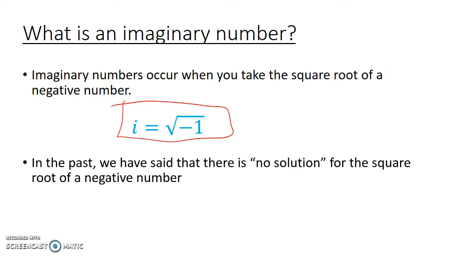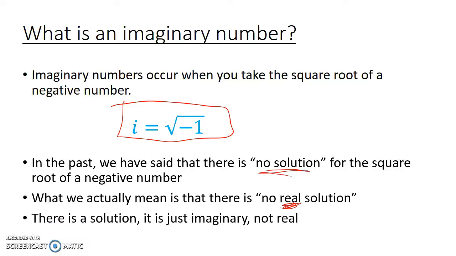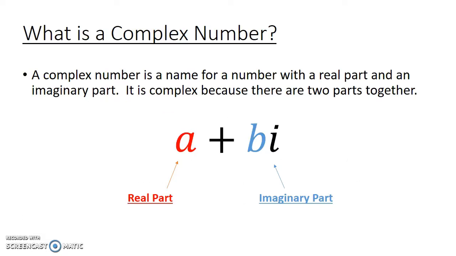That helps us do problems. Instead of stopping at no solution, we can keep going. What we really meant in the past is we didn't really mean no solution, by the way. We meant no real solution. The opposite of real is imaginary. That's what we're talking about today. Things actually have imaginary solutions. So that's what we'll focus on.